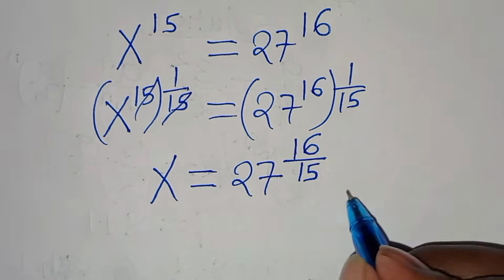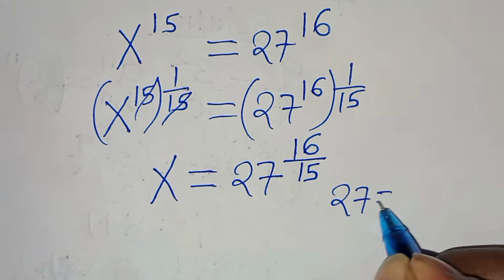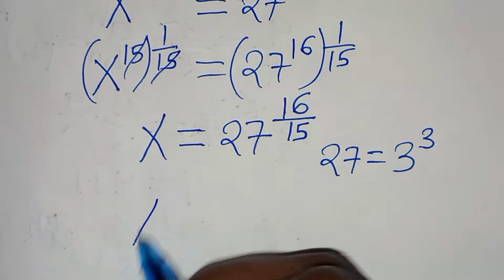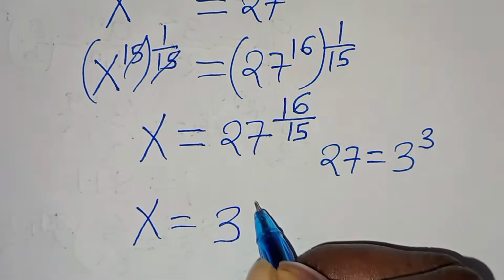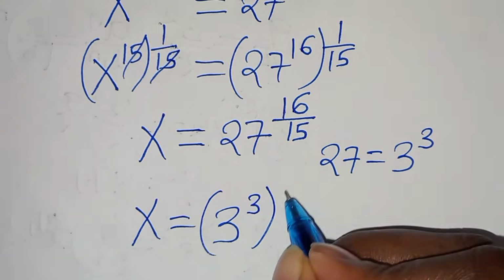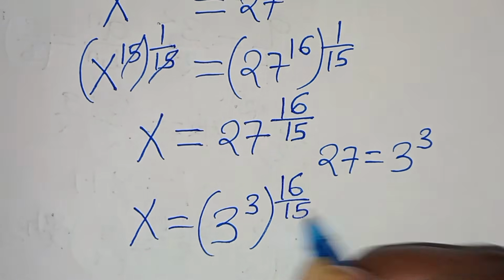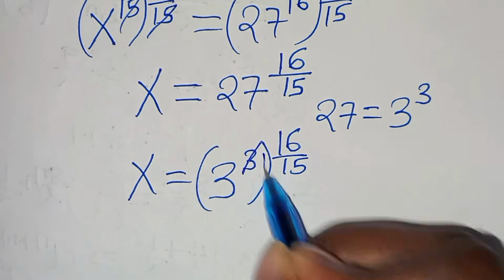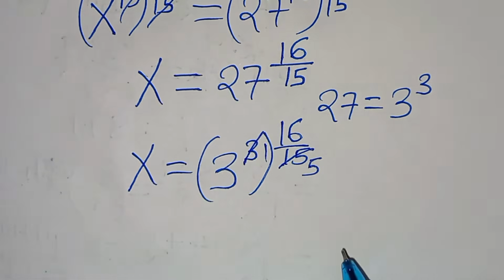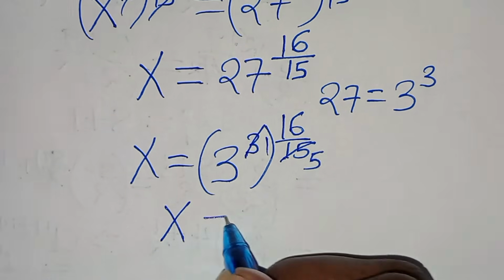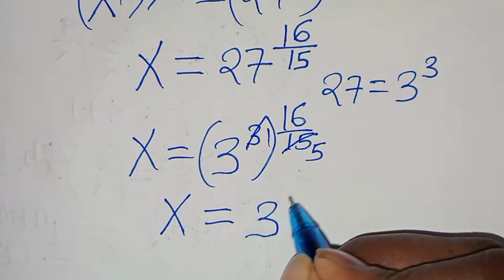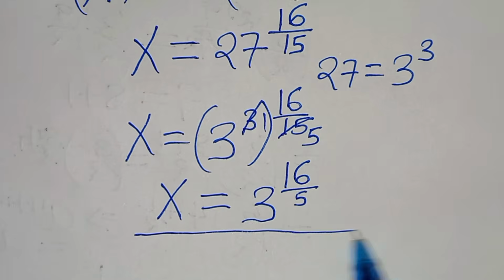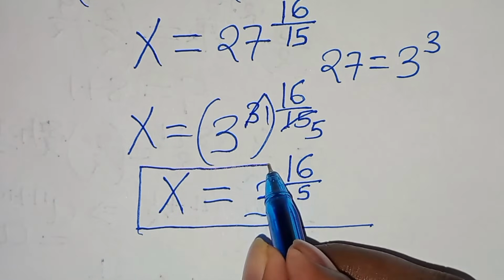Now, we can express 27. This is the same thing as 3 to the power of 3. And therefore, we have x is equal to 3 to the power of 3 multiplying by 16 over 15. So let's simplify here. Let's simplify by 3, 15 divided by 3, this is 5. So we have that x is equal to 3 to the power of 16 over 5. So this is the value of x.